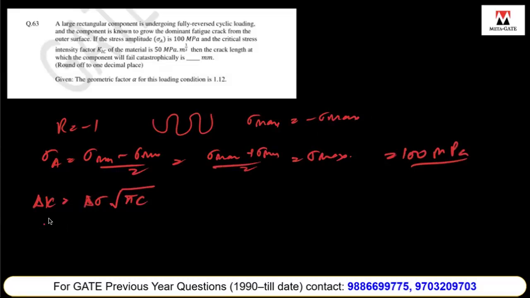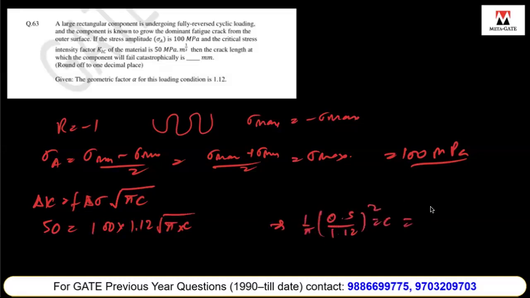So 50 is equal to 100 into the geometric factor, which is also given, 1.12, into root pi c. So 0.5 by 1.12, whole squared, times 1 by pi, equal to c. The c is equal to 0.0634 meters. You need it in millimeters, so it is 63.4 millimeters. Thank you.